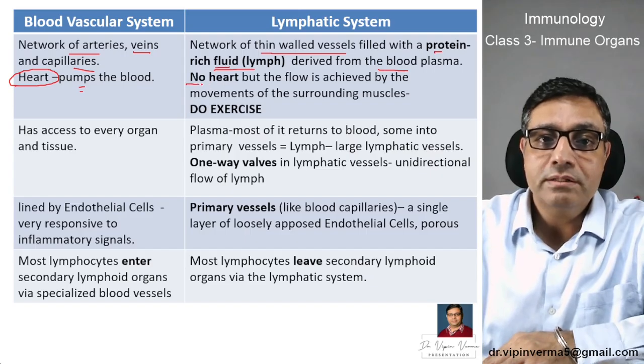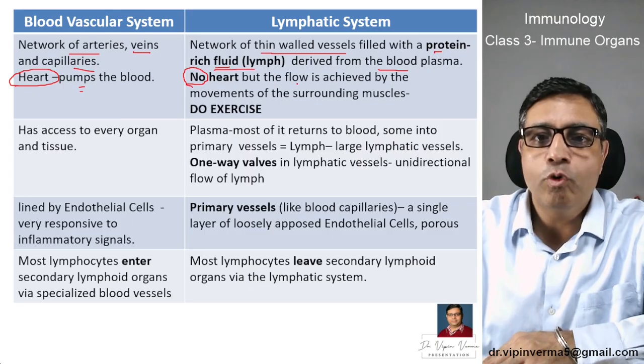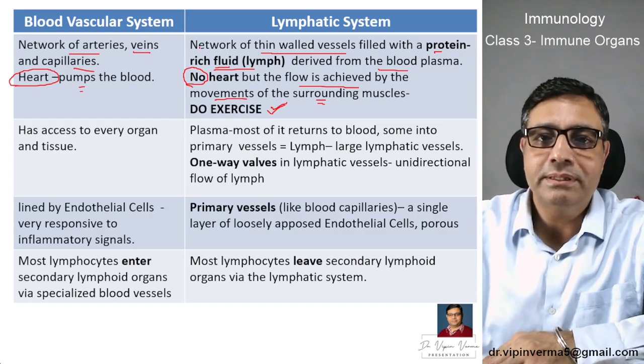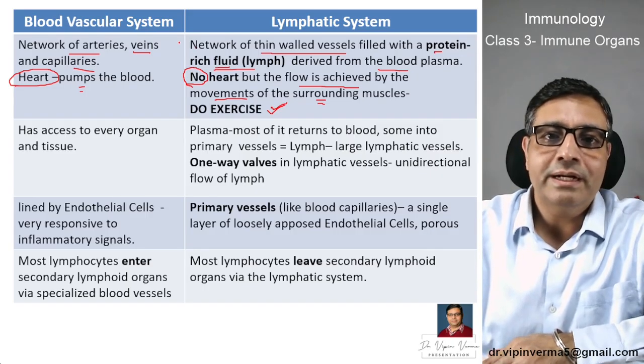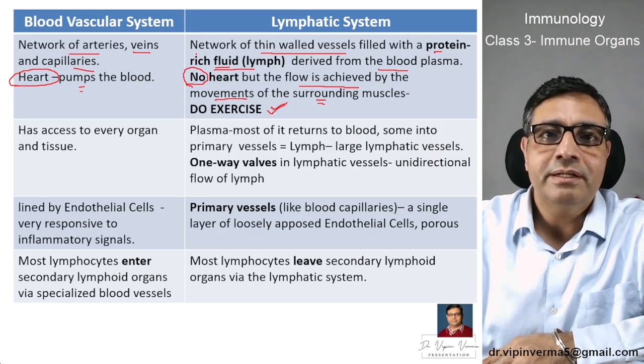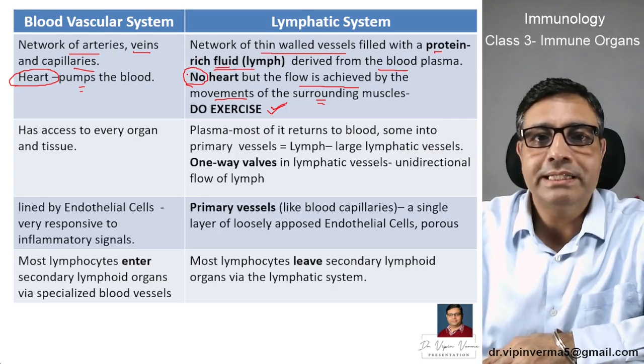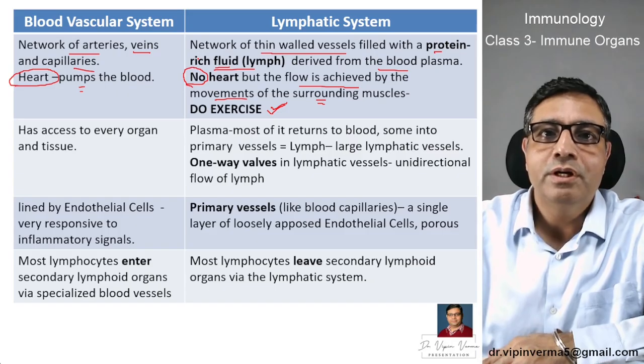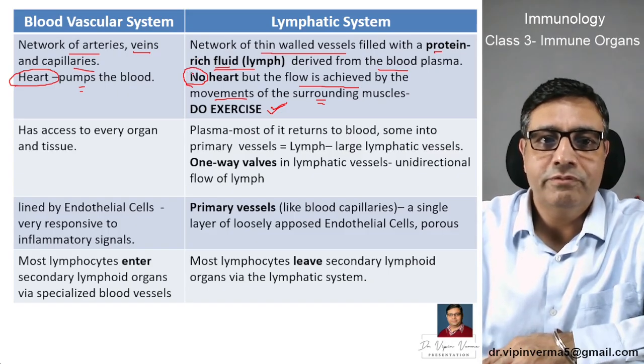There is no heart in the lymphatic system, but the flow is achieved by the movement of the surrounding muscles. So therefore we should exercise more. The more we exercise, the more movement of this lymphatic system happens, and the healthier the immune system that can be achieved inside the body. And that's why the doctors say that we should go for exercise, right?